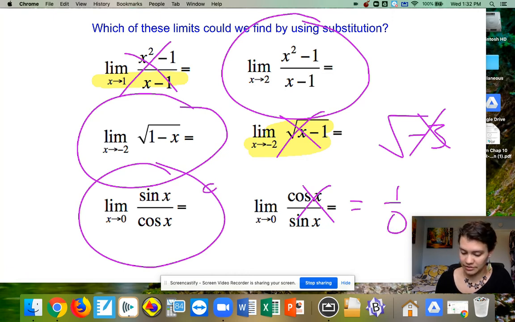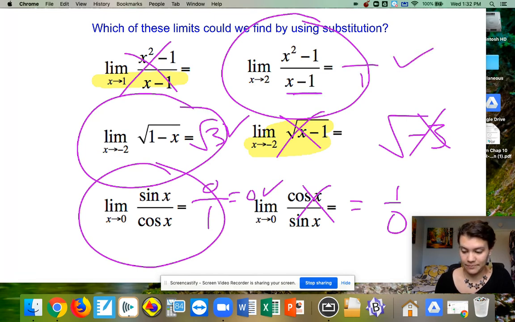Here, sine of 0 is 0, cosine of 0 is 1, so this one would just be 0 and it works just fine. Here, if we plug it in, you get square root of +3, so that works just fine. And here, if you plug in 2, you're going to get +1 on the bottom, so it works just fine.